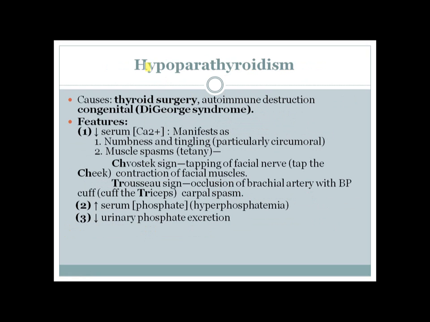So now let's talk about hypoparathyroidism. The most common cause of hypoparathyroidism in the world is thyroid surgery, where there can be inadvertent removal of the parathyroid glands, which are actually situated behind the thyroid gland. And hypoparathyroidism can also occur due to autoimmune destruction or congenital absence of parathyroid glands in cases like DiGeorge syndrome.